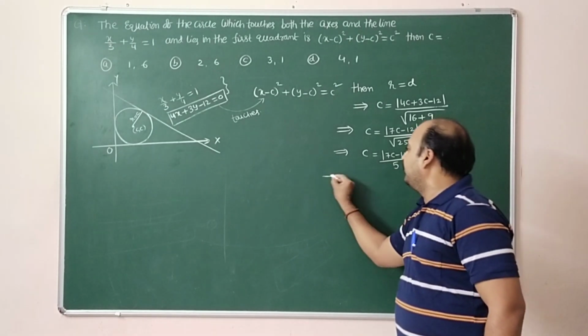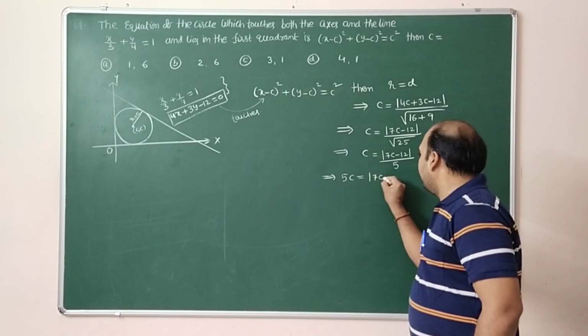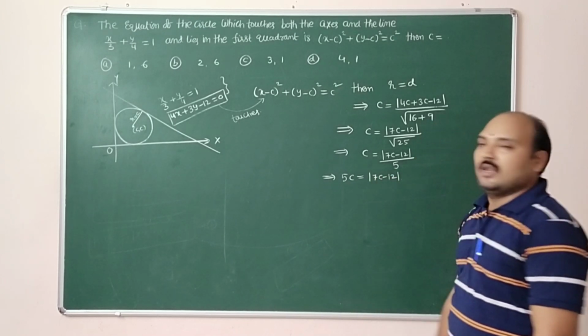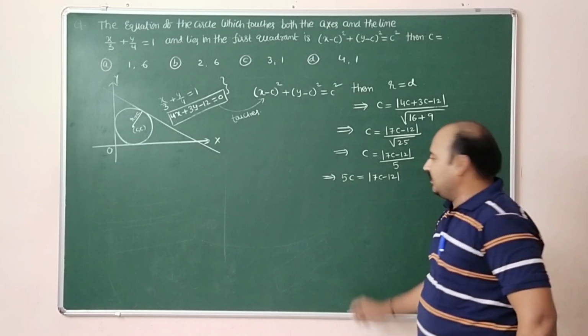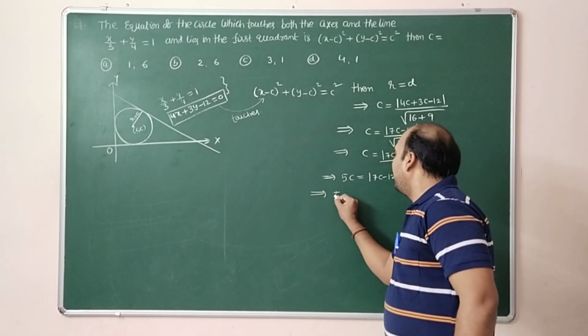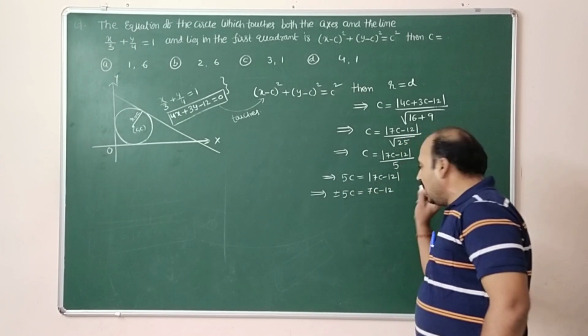Cross multiply: 5c equal to mod 7c minus 12. If you remove the modulus here, plus or minus will come there. So that implies plus or minus 5c is equal to 7c minus 12.